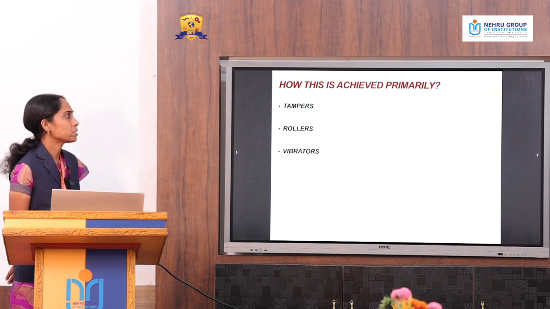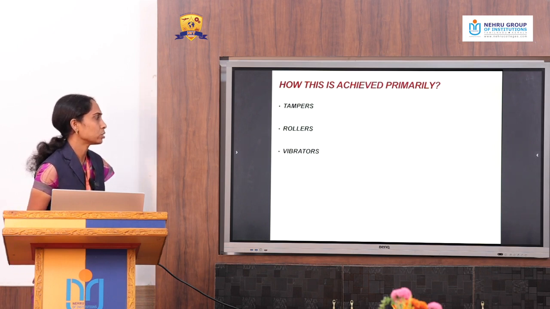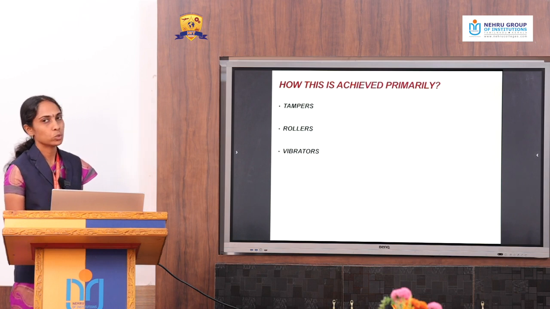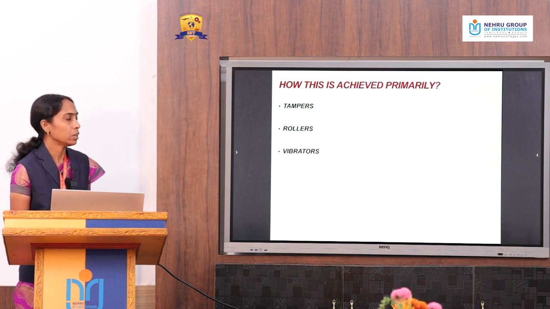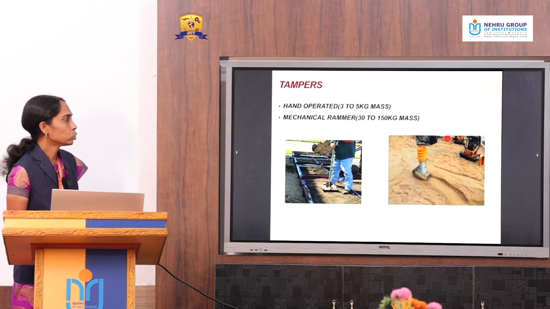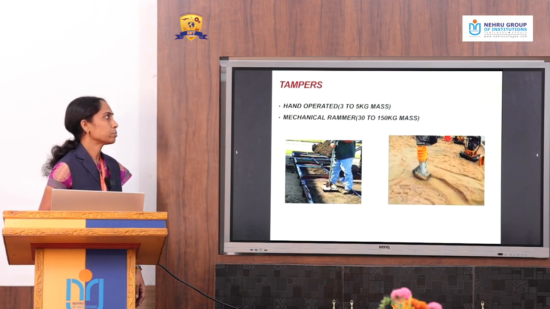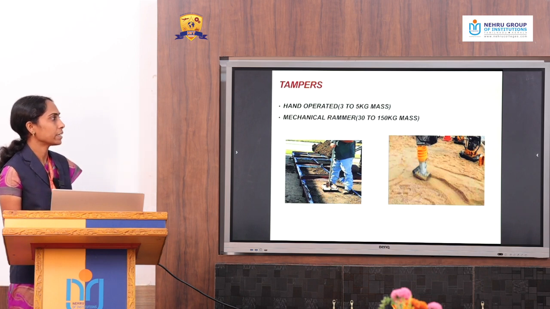That is three methods: tampers, rollers and vibrators. These are the equipments which we use to compact the soil primarily, but we have other methods also. This is the primary methods. So what are tampers? We have two types of tampers: hand operated tampers and mechanical rammers.